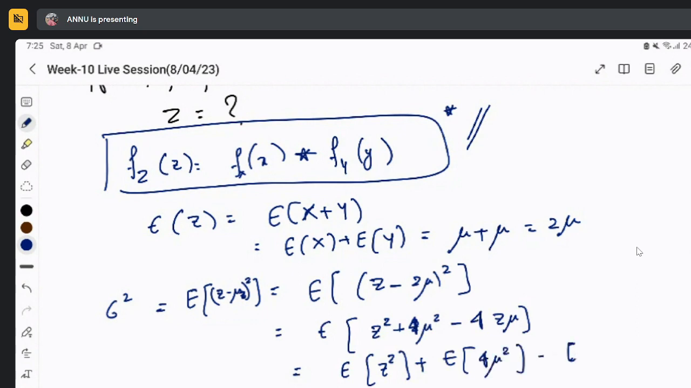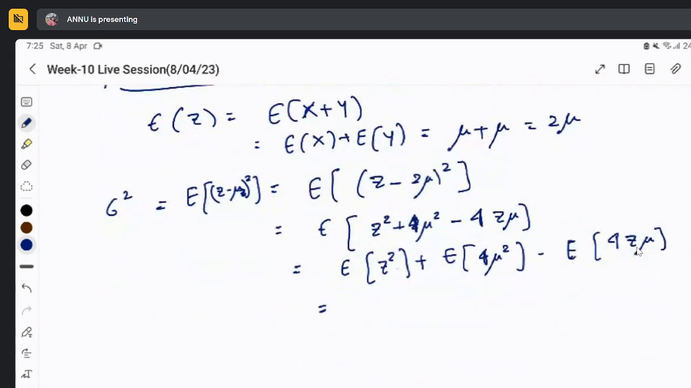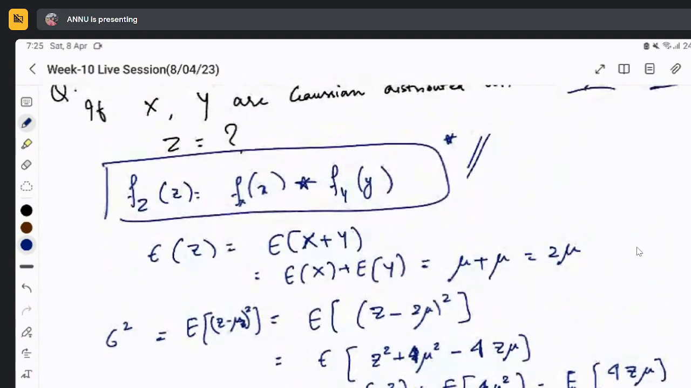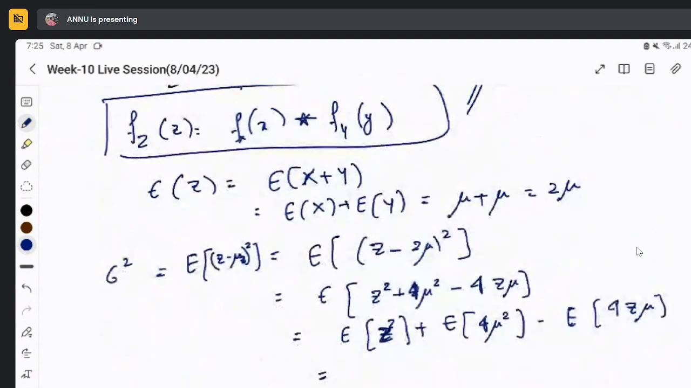Yes, ma'am. So suppose this one is what? This one you don't know. So again we have to calculate the expectation of x plus y whole square.